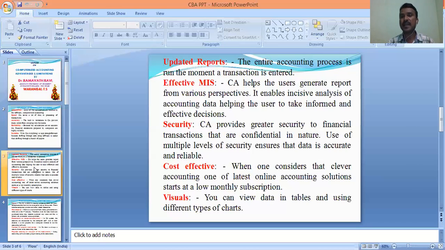Effective MIS, effective management information system. Basically, accounting data we have to provide. The accountant has prepared the reports.